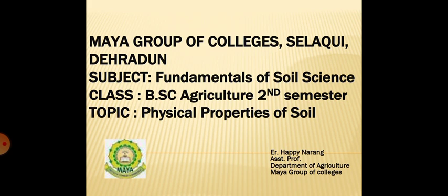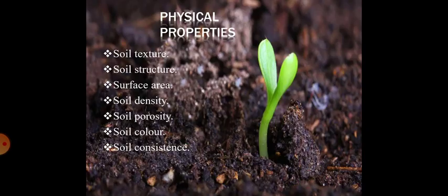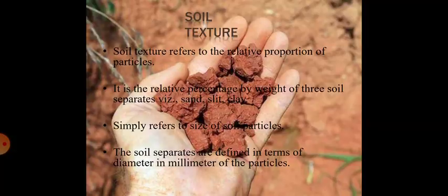Today I am going to cover the topic that is physical properties of soil. So let's start. Physical properties are soil texture, soil structure, surface area, soil density, soil porosity, soil color, soil consistency. So first we'll talk about soil texture.